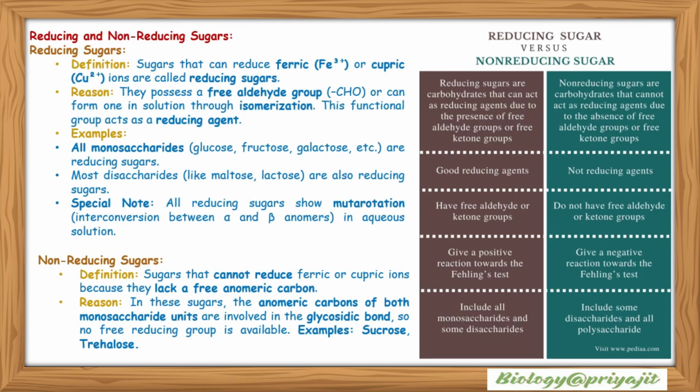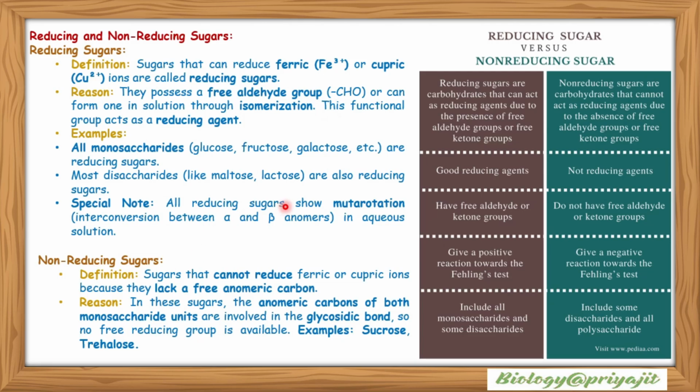Reducing and non-reducing sugar. Reducing sugars are the sugars that can reduce ferric (Fe3+) or cupric (Cu2+) ions. They possess a free aldehyde group, CHO, or can form one in solution through isomerization. These functional groups act as reducing agents. Examples: all monosaccharides like glucose, fructose, galactose, etc. are reducing sugars. Most disaccharides like maltose and lactose are also reducing sugars.